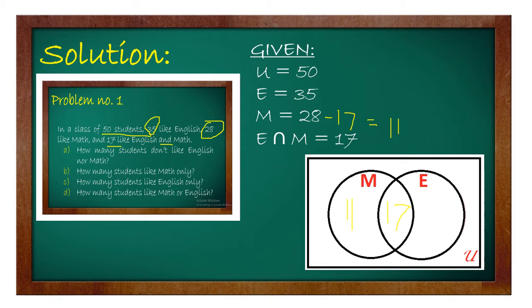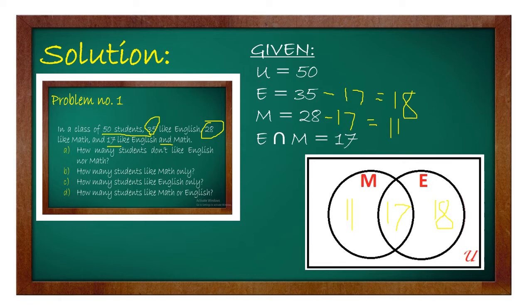And then, after that, yung set E naman. Ganun din yung procedure na gagawin natin. So, 35 ang kabuuan ng English. Pero pag tinignan natin sa Venn diagram, may 17 na tayo na nakasulat. So, ibig sabihin, babawasan natin yung 35 ng 17. And that is equal to 18. Ibig sabihin, 18 na lang ang ilalagay natin sa English only.